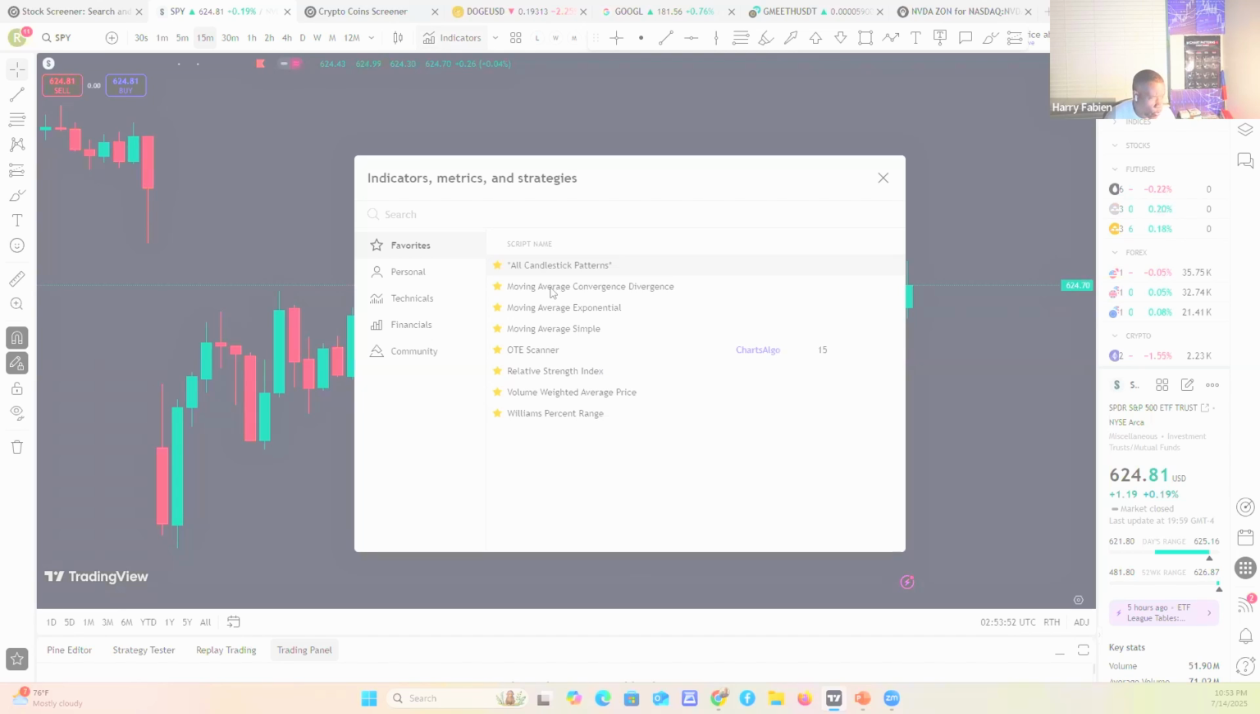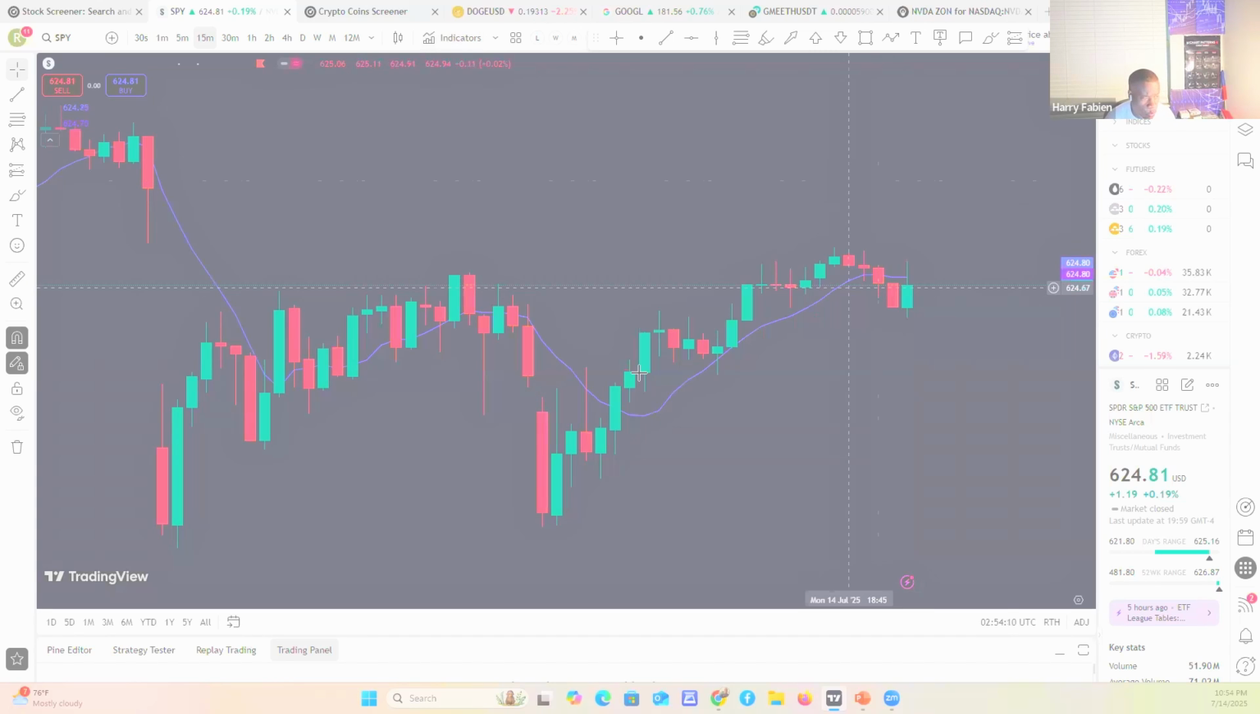Now, the simple moving average, we go there and we look for the simple moving average. We're gonna put the 100, the 50, and the 200. First we're gonna add the 100 moving average and the 200 moving average. You go there, you click on simple moving average. We add it 2 times. Now the simple moving average has been added.